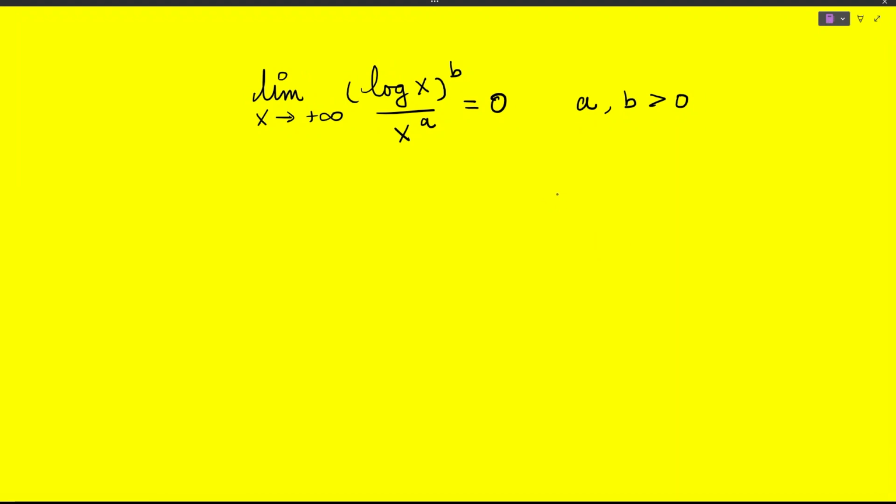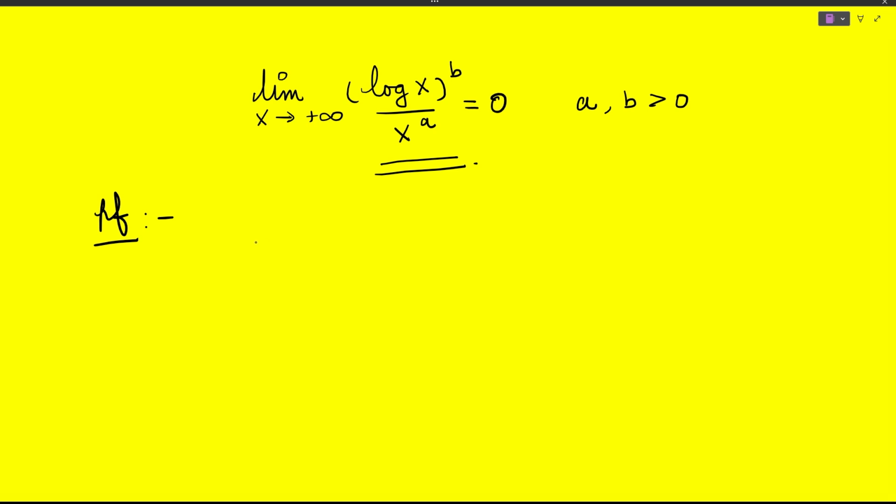Welcome back. In this video, I'll be doing this particular limit. You're calculating the limit as x tends to infinity of (log x)^b divided by x^a, which is 0. To prove this limit, I'm going to use some inequalities and a little bit of analysis. So let's dive in to see what the proof is.